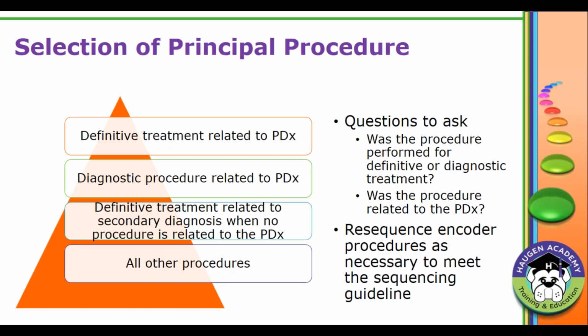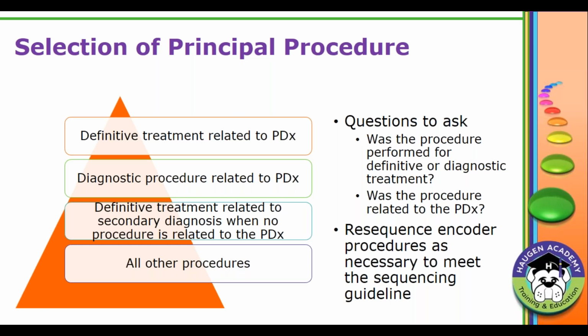And this is an overall snapshot that shows the hierarchy for assignment of the principal procedure, or the first listed procedure. So the very first procedure should be any definitive treatment related to the principal diagnosis, if you have definitive treatment related to the principal diagnosis. If not, if there were diagnostic procedures related to that principal, then that should be coded first. And then that's followed by definitive treatment related to the secondary diagnosis when no procedure is related to the principal, and then all other procedures after that.